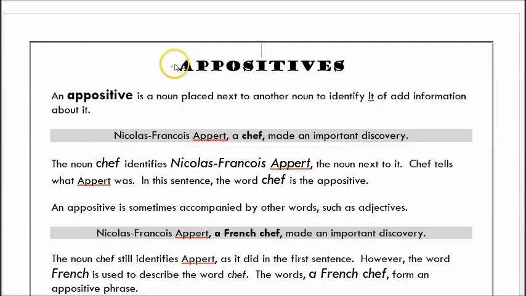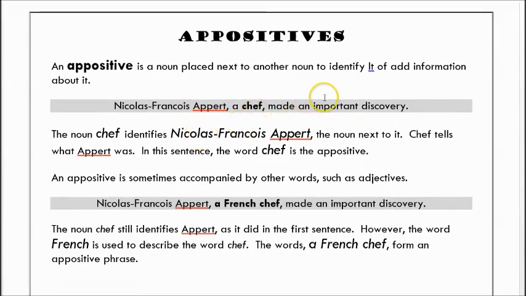The next phrase we're going to look at is called an appositive phrase. An appositive is a noun that's placed next to another noun to identify it and add information about it. Nicolas Francois Appert, a chef, made an important discovery. In this sentence, the word chef is a noun. It's identifying Nicolas Francois Appert and giving us information about this person, that this person is a chef.